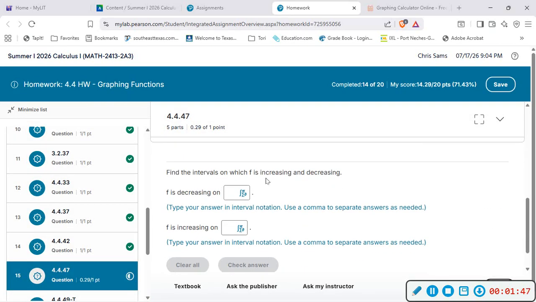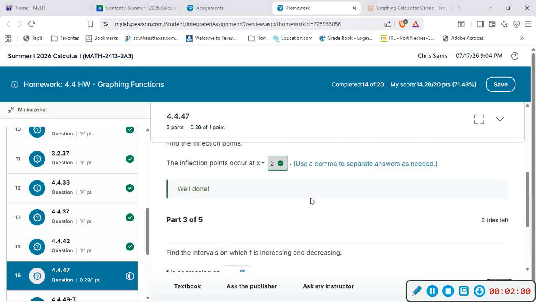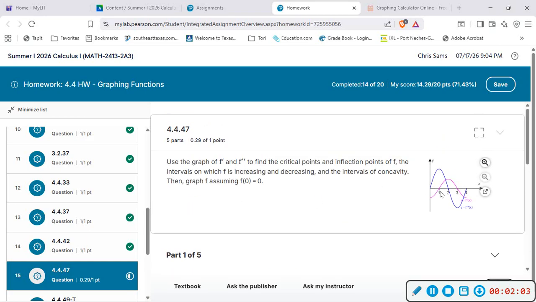All right, intervals on which f is increasing and decreasing. So when you find the derivative, you plug in values. When the derivative is negative, it's decreasing. When the derivative is positive, it's increasing. So when this red line is below the x-axis, it's negative. So this is negative from 0 to 1. And then it's also negative from 3 to 4. And then it's going to be positive from 1 to 3. So we have two decreasing intervals and then one increasing interval.